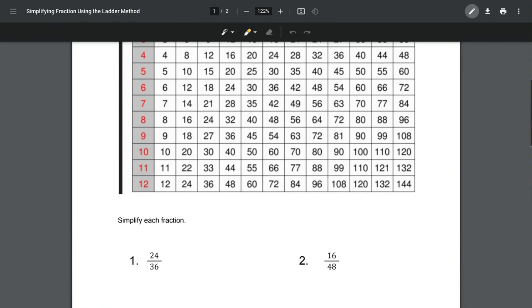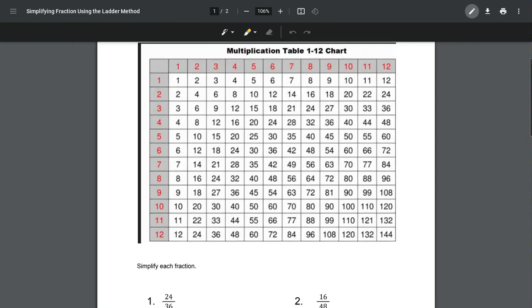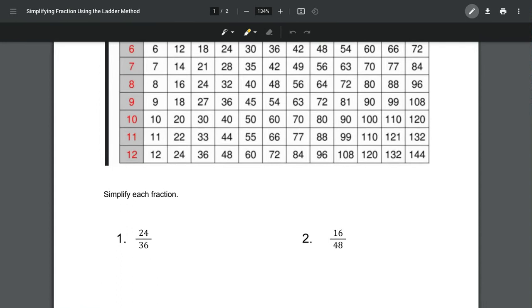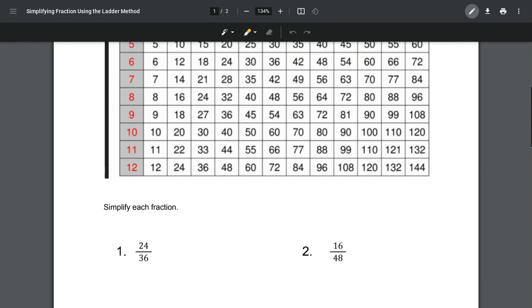So I have a multiplication chart for you, just to help you out if you're not good with multiplication or division. But I want to simplify 24 over 36. I want to make it smaller. It's still the same fraction, just renamed to something smaller instead of using the 24 and the 36. So I use what we call the cake method, or the ladder method.